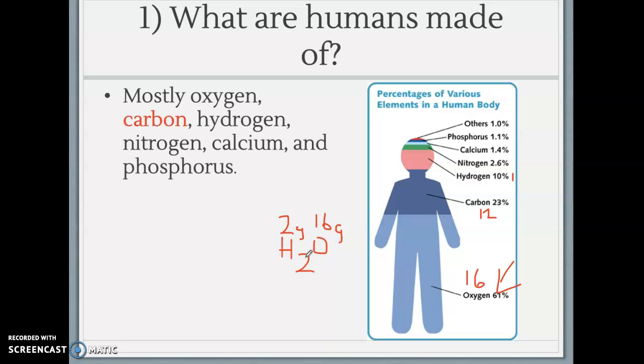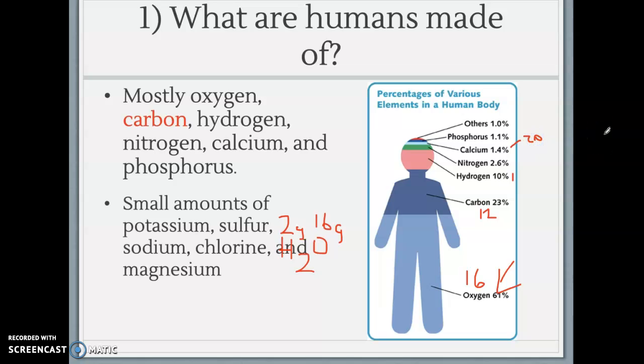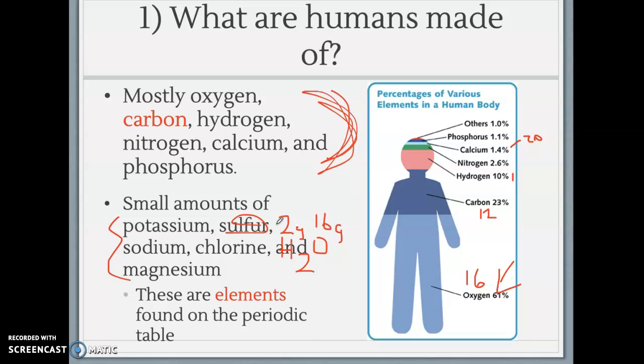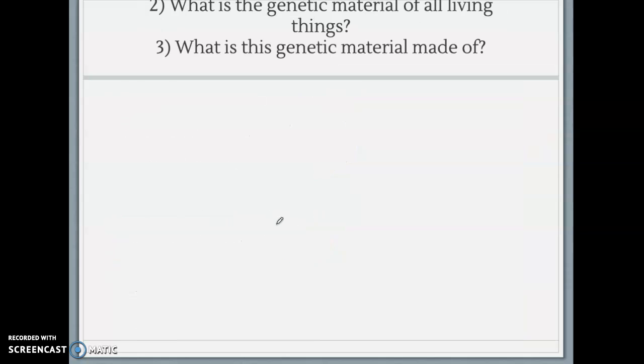So what are we made out of? Mostly oxygen, carbon, hydrogen, nitrogen, calcium, and phosphorus. Calcium's mass is 20, and it's a major component both in your muscles and in your bones. You also have small amounts of other elements such as potassium, sulfur, sodium, chlorine, and magnesium. These ones are mostly important in how your cells function. They don't actually make up a lot of the structures of your body. These other elements make up the structures of your body, and some sulfur in your structure. And realize these are all elements found in the periodic table, connecting it to what we've learned already.